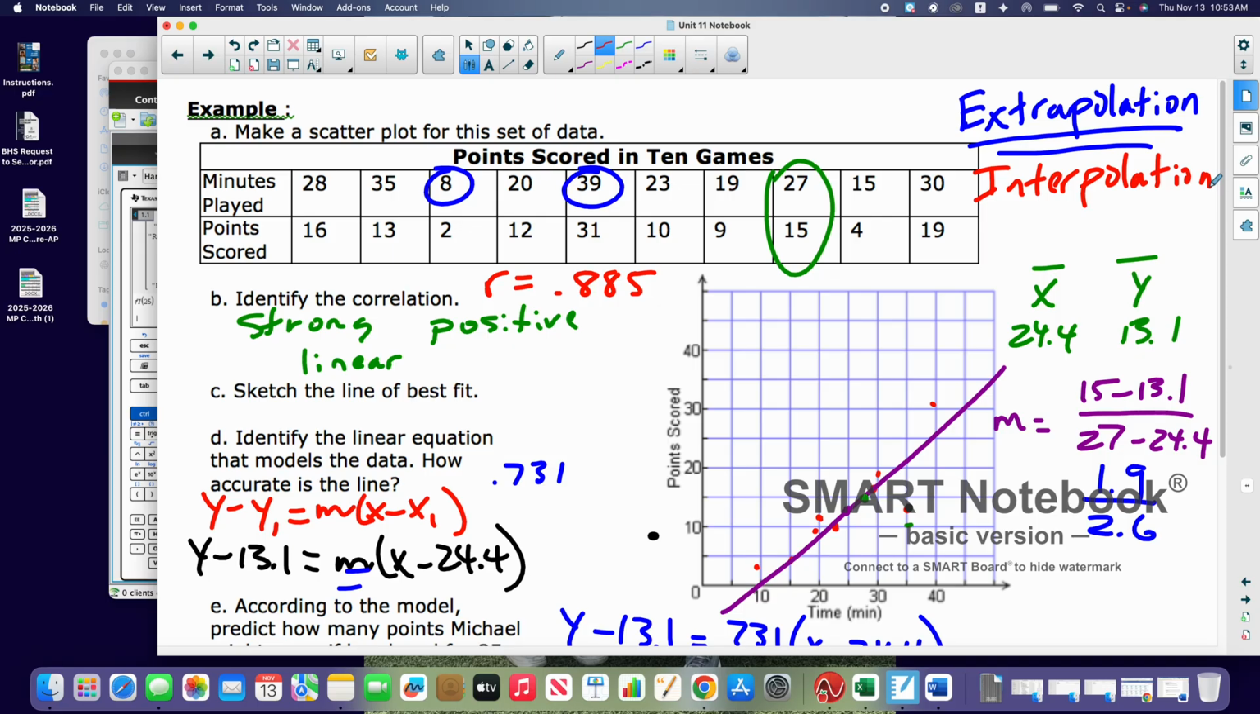Okay? So to make a good solid prediction, we have to have a good R value and we have to be inside our data set. Right? If I had something that was an R value of 0.999, but it was way outside my data set, I still wouldn't use it to predict. Okay? So I need two things to predict. We're going to do a little bit more of that tomorrow.